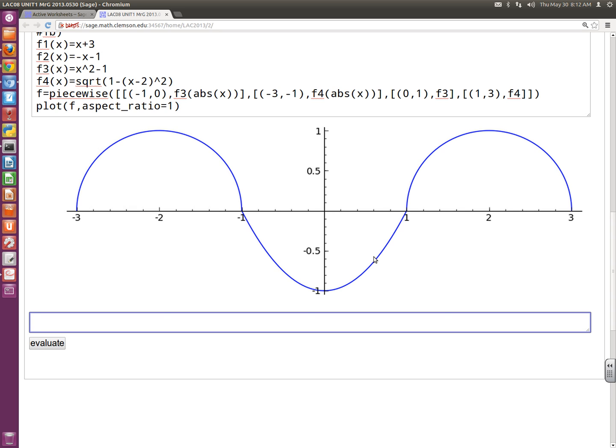Remember translation, dilation, rotation, reflection, geometric transformations, right? When you change the sign of the y, you reflect across the x-axis. When you change the sign of the x, you reflect across the y-axis. And when you add something to the y, you have a vertical shift. You add something to the x, you have a horizontal shift. Right? Remember that stuff? That's what this is.